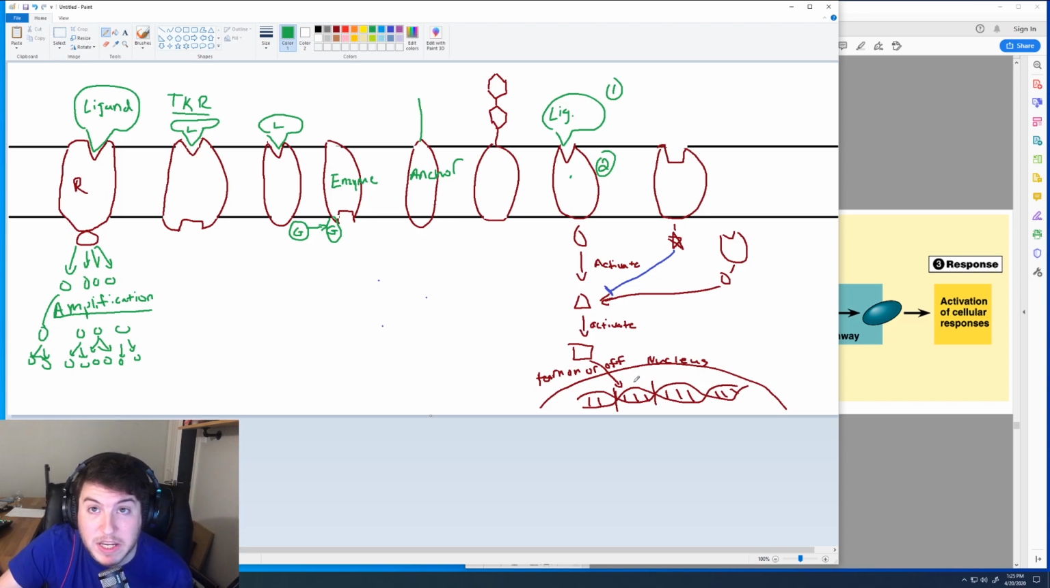Okay, you might get a question like, identify an example of a response in signal transduction. Turning on or off a gene is a good example of a response.